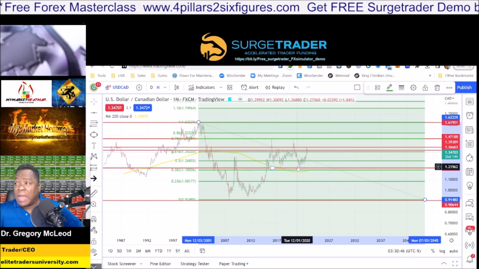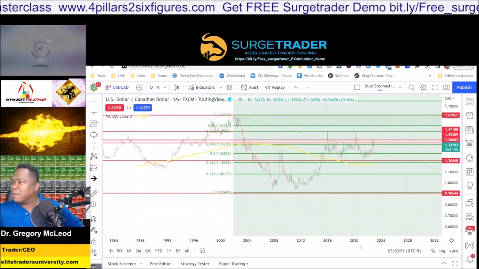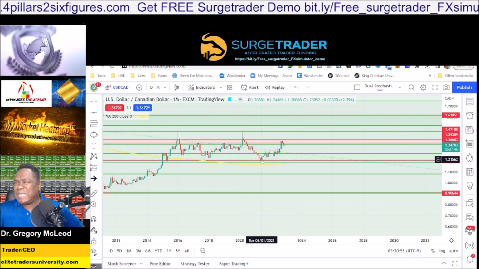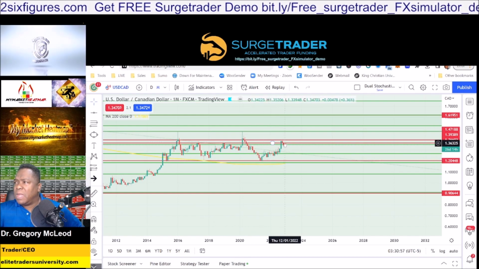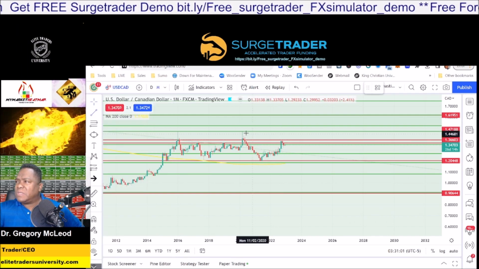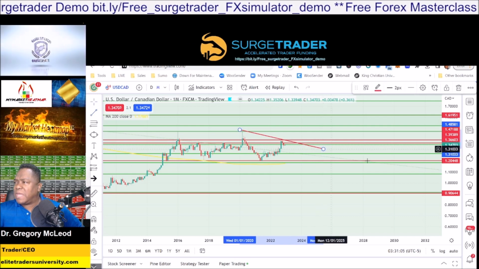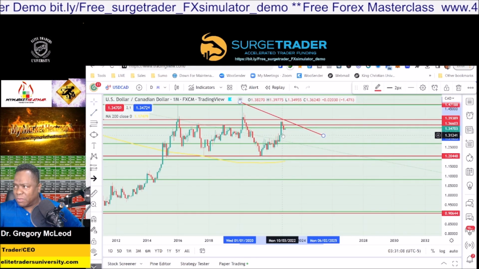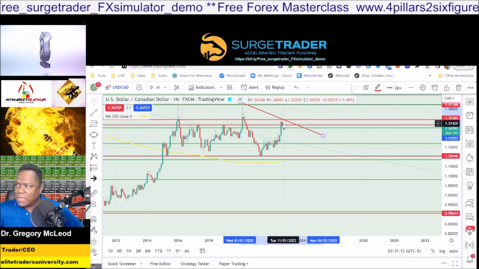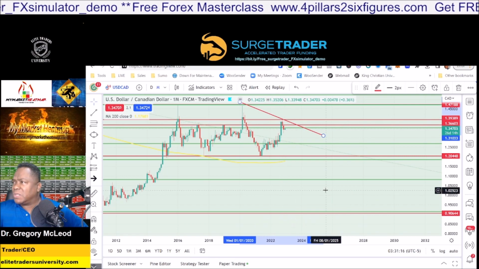And now we have a double bottom, right? But remember, we're trading the US dollar versus the Canadian dollar, and we made a lower high here, same low. So we have this downtrend. And we have an evening star pattern, which is a three candle bearish reversal pattern, where we have a long green candle followed by a red candle and another red candle, and that's our bearish evening star pattern.